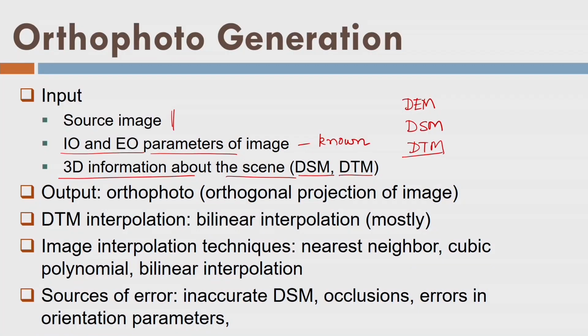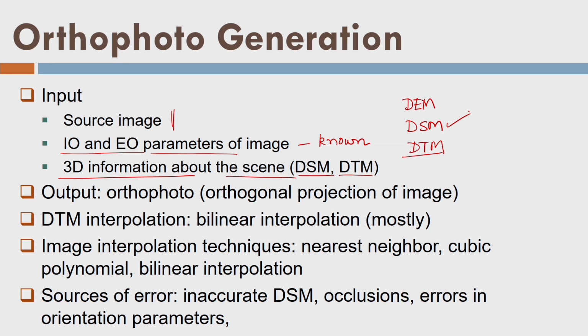However, if I remove all the superstructure on the terrain, which means if I remove tree, if I remove building, if I remove any man-made structure, and I am trying to see how the terrain looks like, that is called the digital terrain model, DTM. For orthophoto generation, I can use DTM or DSM. In case of urban environment, I would prefer to use DSM.